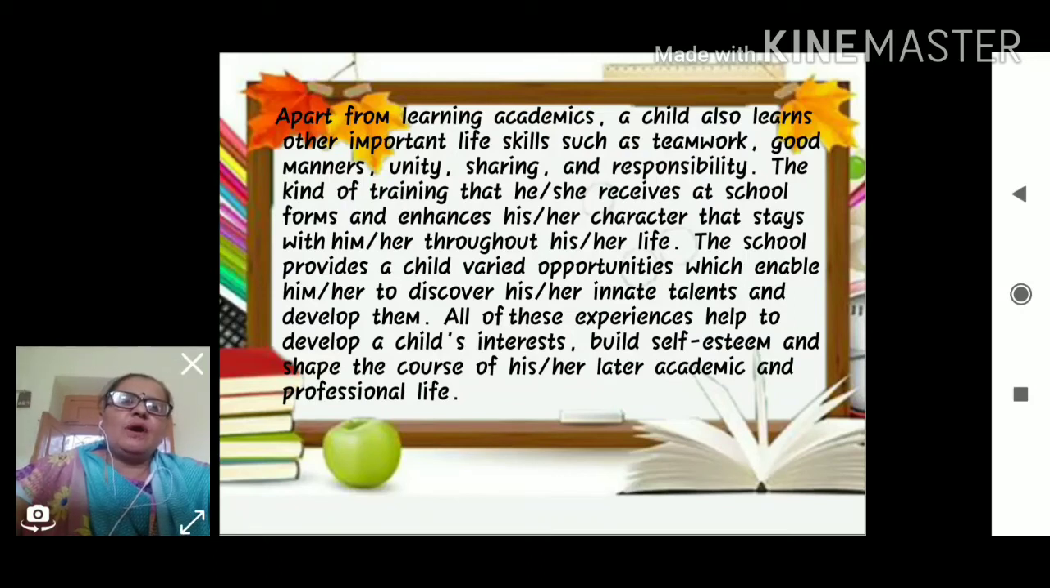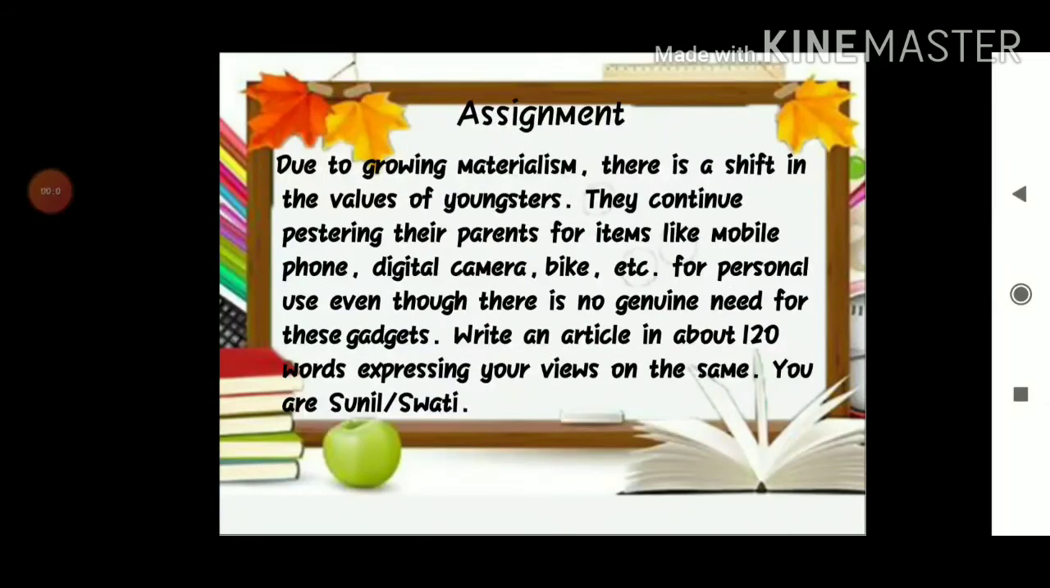The school provides a child varied opportunities which enable him or her to discover innate talents and develop them. All these experiences help a child. So I'll tell you, the school provides the child with varied opportunities. All these experiences help the child to develop interest, build self-esteem, and shape the course of his or her later academic and professional life. So that was what I have written in the article.